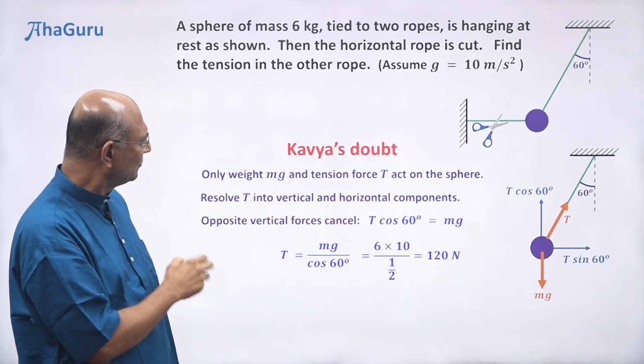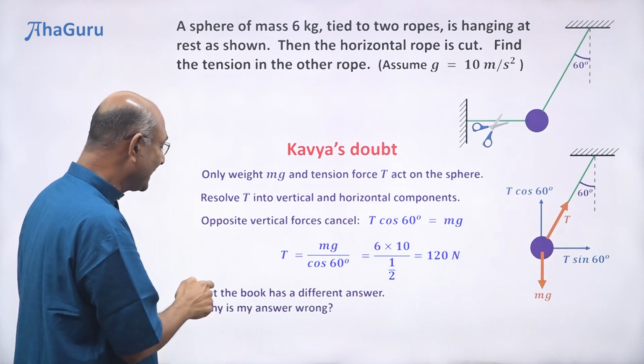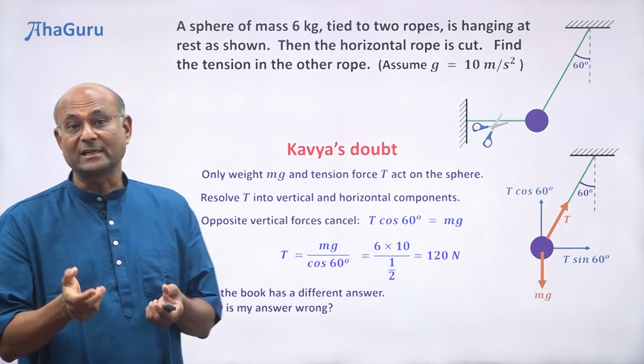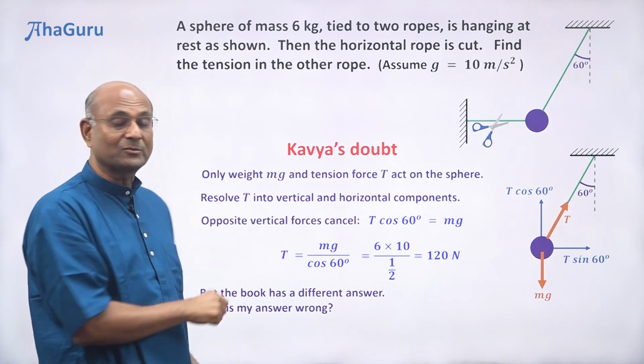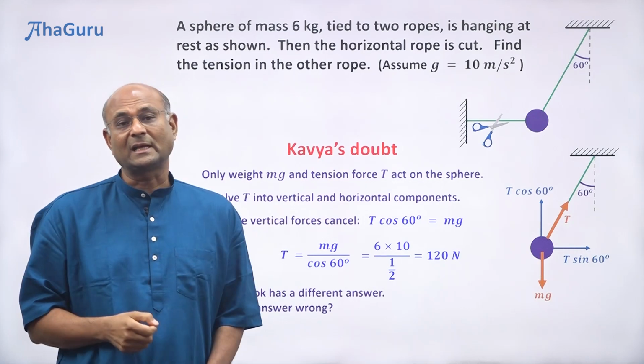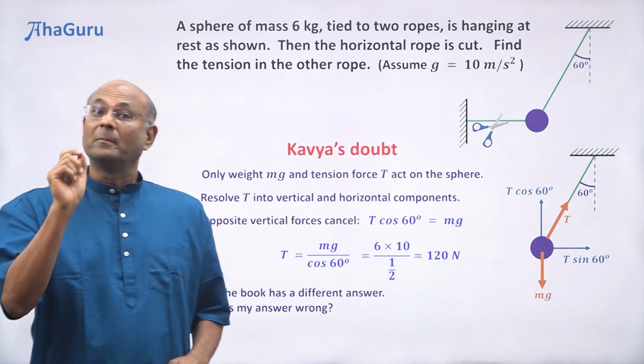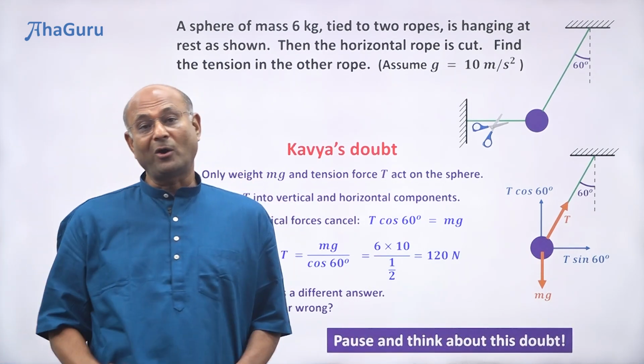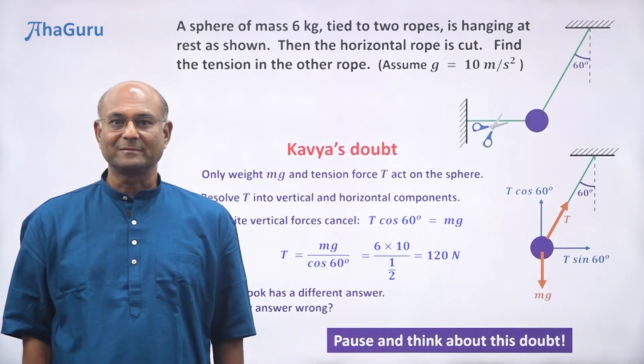Looks good, right? Unfortunately, the book says that this answer is wrong. So Kavya's question is, why is this solution wrong? Before we proceed, please pause and think about this doubt.